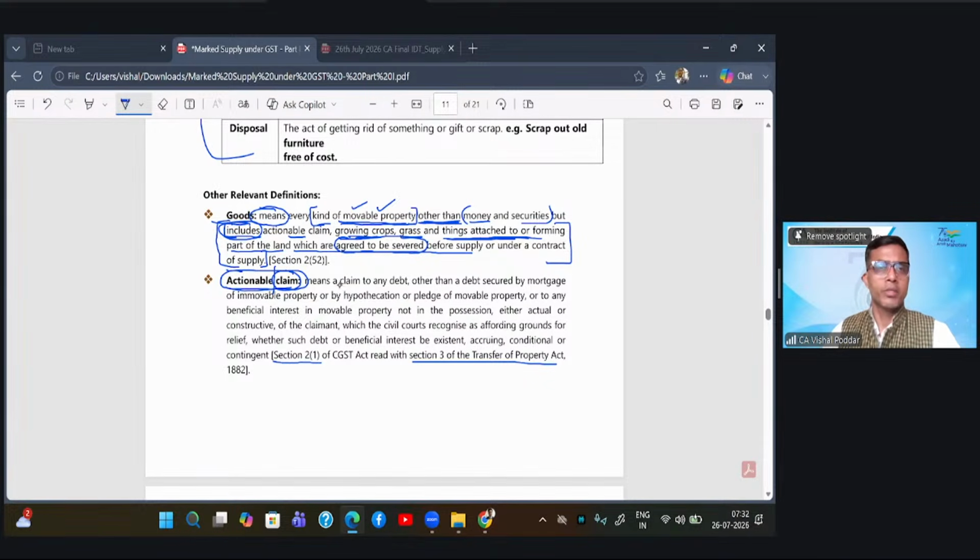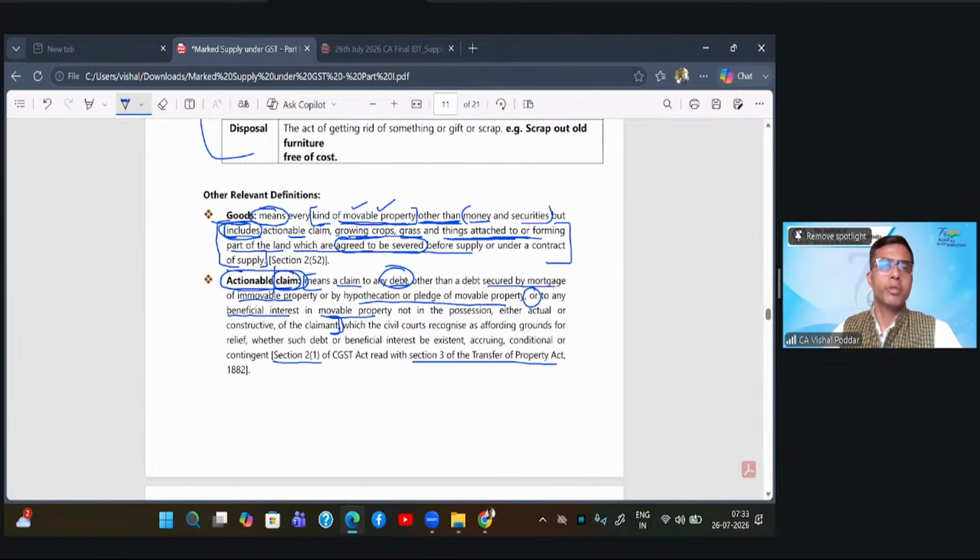Now here, what is the claim? The claim is towards any debt or other than a debt which is secured by mortgage of immovable property, hypothecation, pledge, etc. So first thing is, what is your claim? The claim is towards money. So somebody is owing you money, or you have a claim in the form of a beneficial interest in some movable property which is not in your possession, but it is in the possession of some other person. So the first part up to here is the first part of this definition, that is what is a claim.